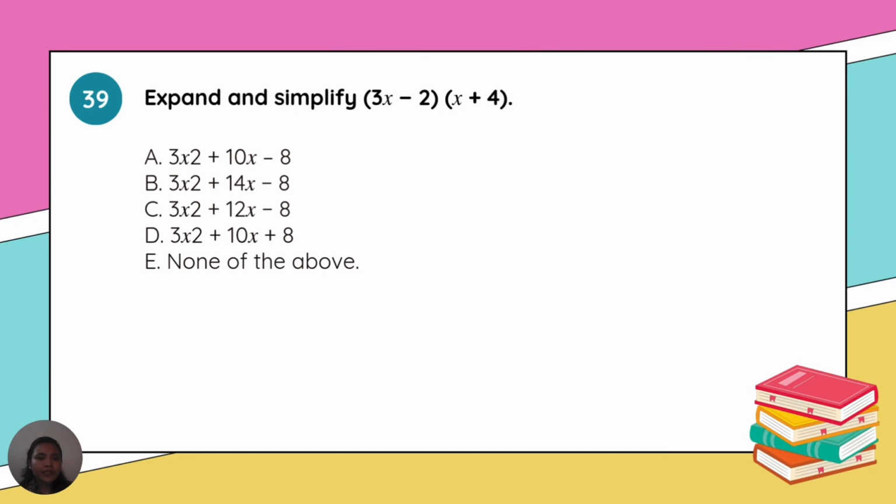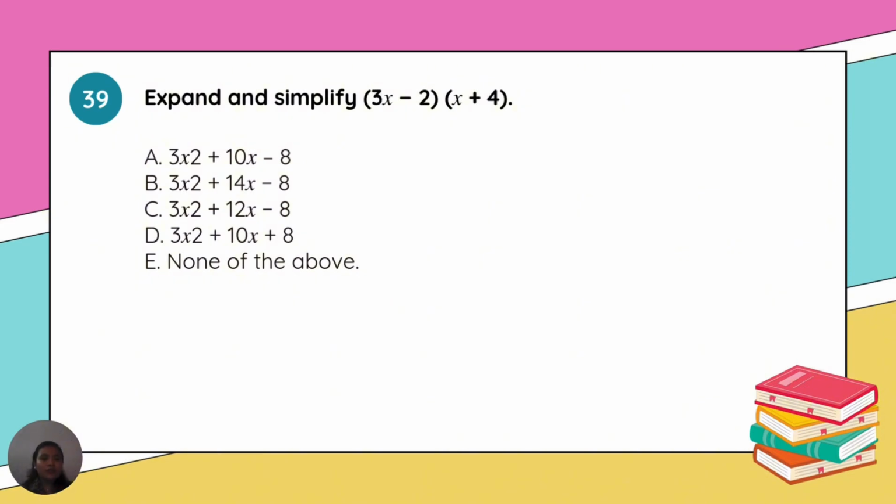And number 39, expand and simplify (3x minus 2)(x plus 4). It is also read: expand and simplify the quantity of 3x minus 2 and the quantity of x plus 4. So A, we have 3x squared plus 10x minus 8.